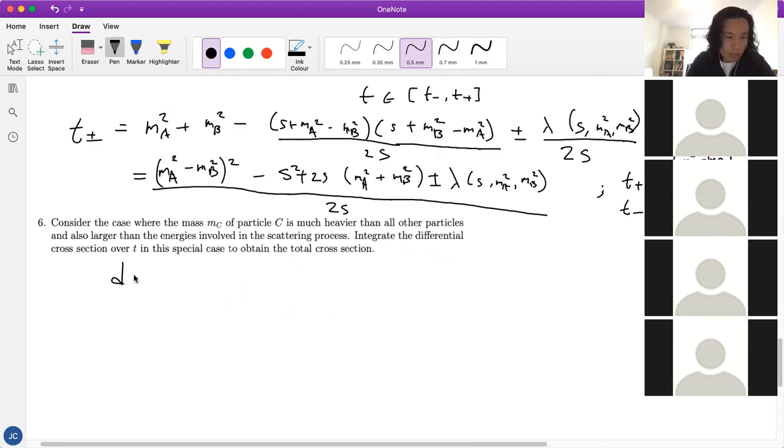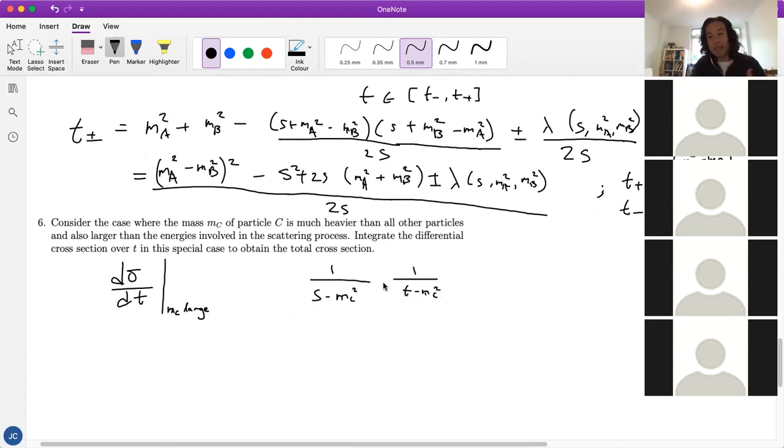So we want to now do d sigma dt, and we want to take it in the limit that mc is very large. If mc is very large, then comparing the terms where you have 1 over s minus mc squared and also 1 over t minus mc squared, the s and the t represent the full momentum, so the energy and momentum of the initial or the final particles.